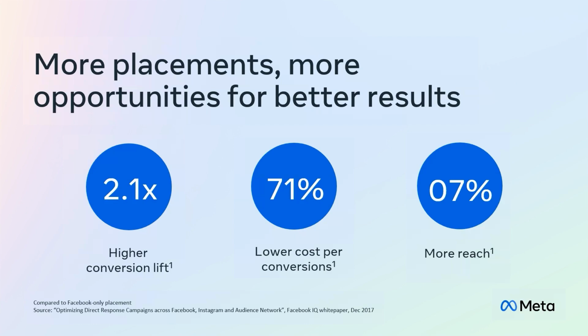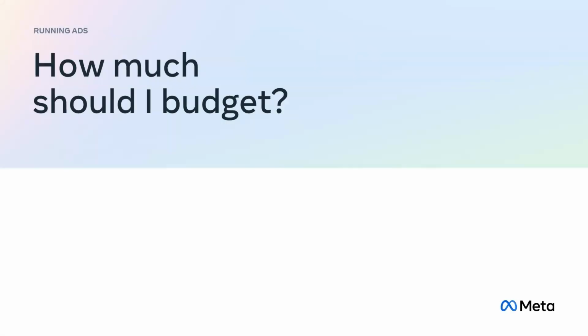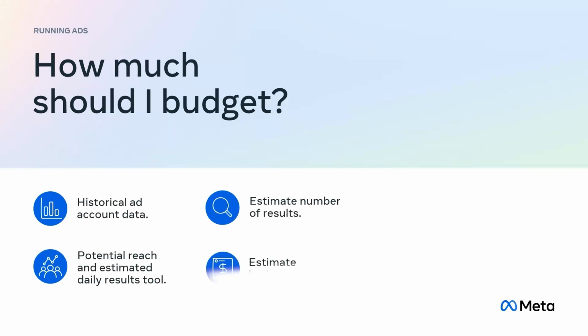So you've selected the objective, you've selected the placements, and the question will come up in your mind: how much should I budget? What should be my budget? This is going to be dependent upon your historical ad account data, the estimated number of results, the potential and estimated daily results, and the estimated budget needed for you to get out of the learning phase.